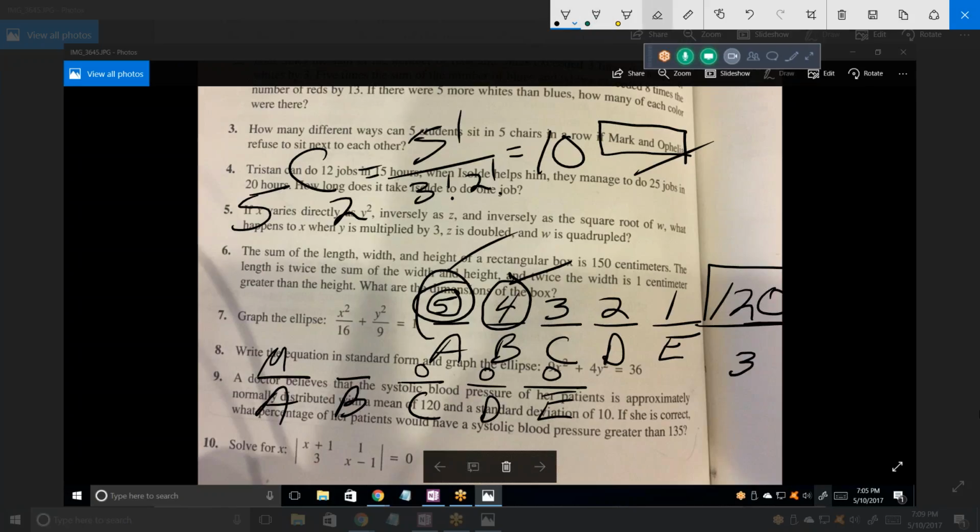If Mark is sitting in the second seat, there's 2 ways. Yeah, because she couldn't sit there, she couldn't sit there, she'd only be able to sit there. Mm-hmm. If Mark sits in the third seat, there's 2 ways. If Mark sits in the fourth seat, there are 2 ways. And if Mark sits in the fifth seat, there are 3 ways. So it looks to me like there's 12 ways.